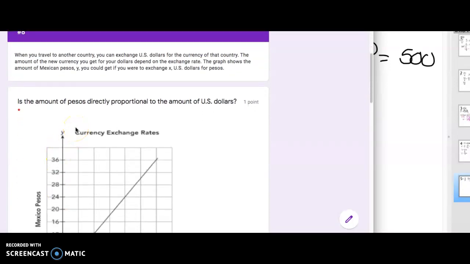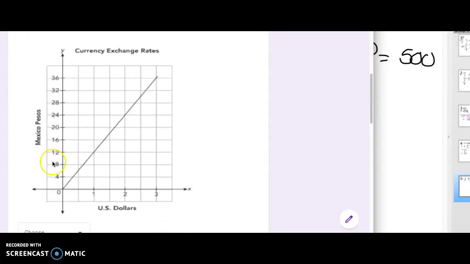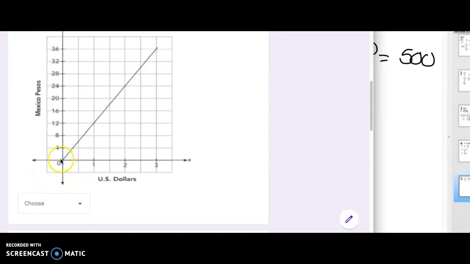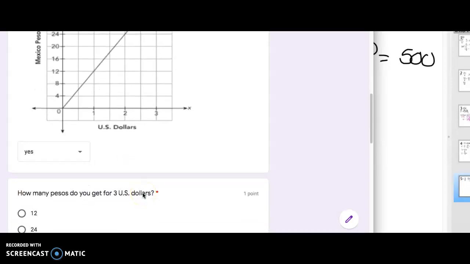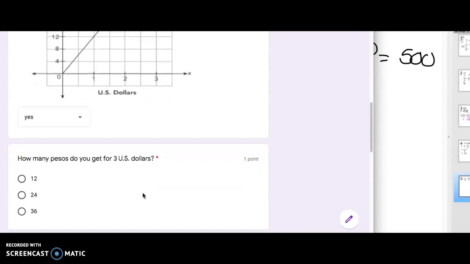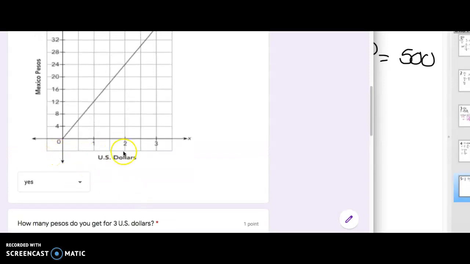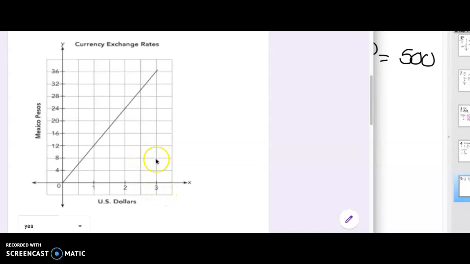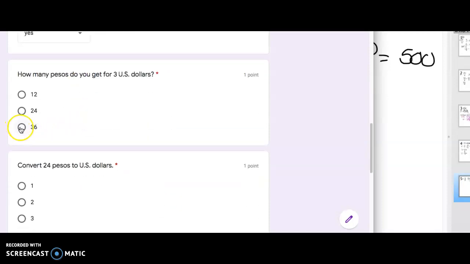Is the amount of pesos directly proportional to the amount of US dollars? Look at this graph. Straight line hits the origin, doesn't lie in the XY axis. Yes. It does represent a direct proportion. How many pesos do you get for $3? Dollars is on the x-axis, find 3, go up to the line. Y is 36. It's 36 pesos for $3.